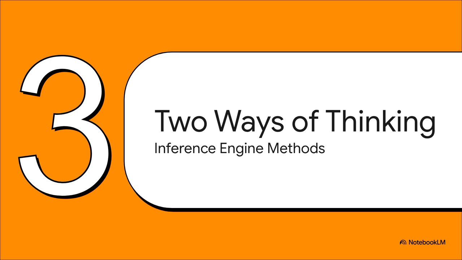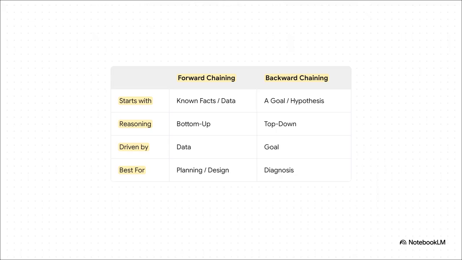Now, this is where it gets really cool. That inference engine, the thinking part, is actually pretty sophisticated. It doesn't just follow one rigid path of logic. It can actually think in two completely different ways to solve a problem. Let's explore what those are. The two big methods are called forward chaining and backward chaining.